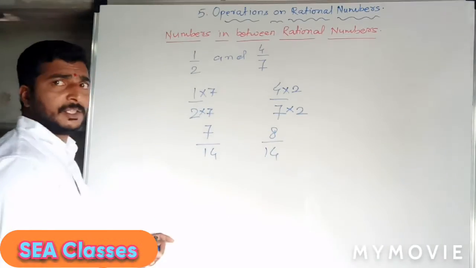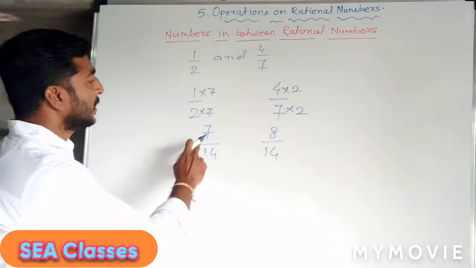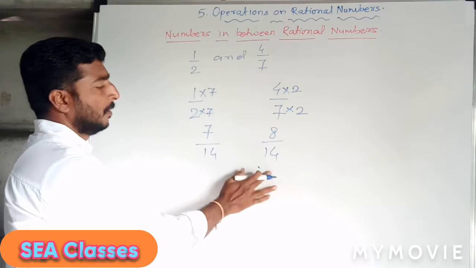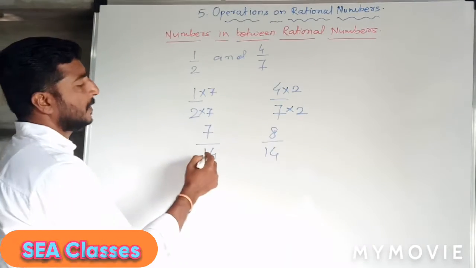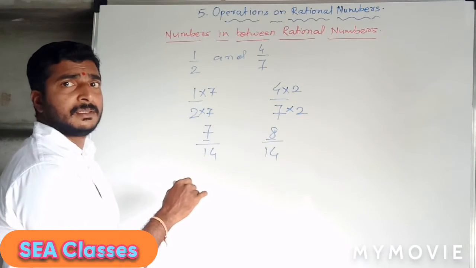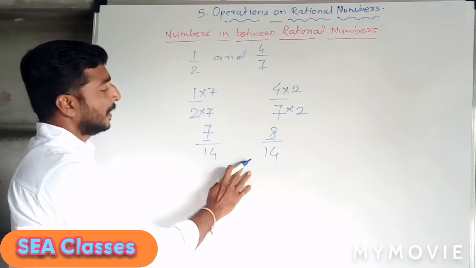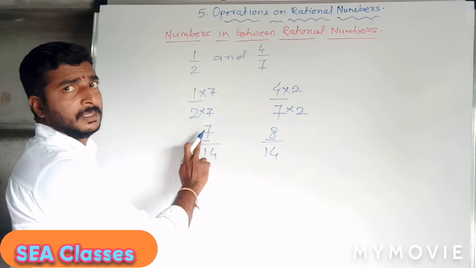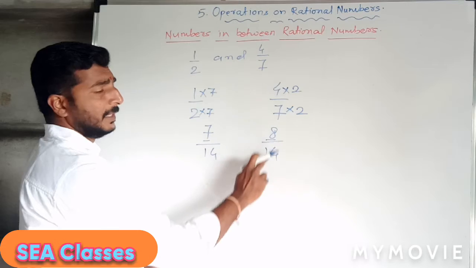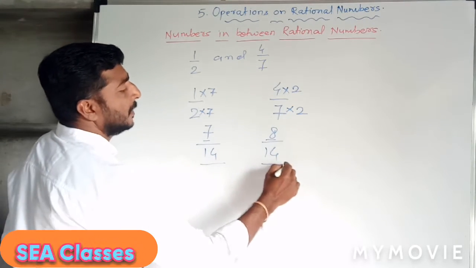Now as you have the equal denominator, you can compare the fractions by looking at the numerators. You can see 7 and 8, so definitely this fraction will be greater. But now you also want to represent the numbers lying between these two fractions. 7 and 8 are natural numbers, but 7/14 and 8/14 are rational numbers. As there is no number between 7 and 8, it looks like there is no number between 7/14 and 8/14. So for that, we will increase the denominator.